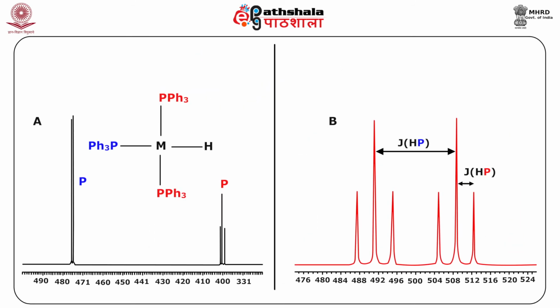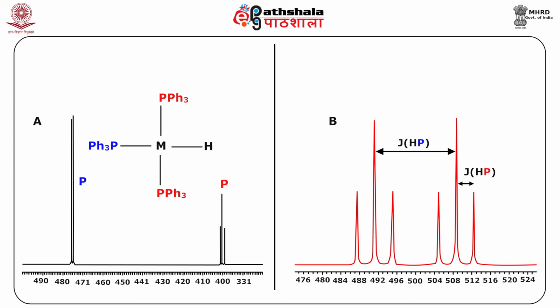Now let us come to another figure, which shows the 31P NMR and proton NMR spectrum of a square planar complex, MH(PPh3)3. There are two different sets of triphenyl phosphine groups in this complex. The two triphenyl phosphine groups shown in blue are equivalent and the one shown in red is different. Hence, in the 31P NMR spectrum, two sets of peaks will be observed.